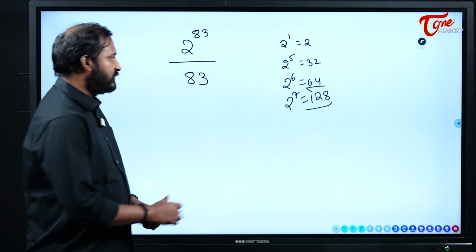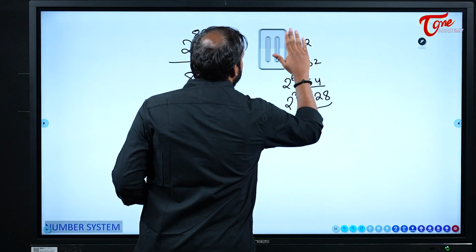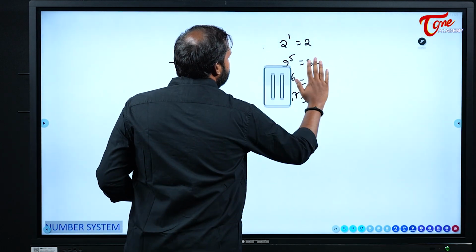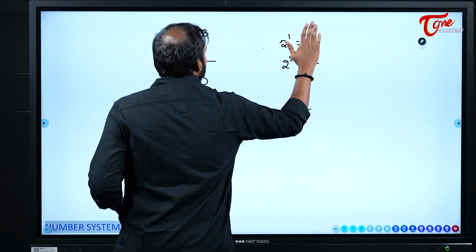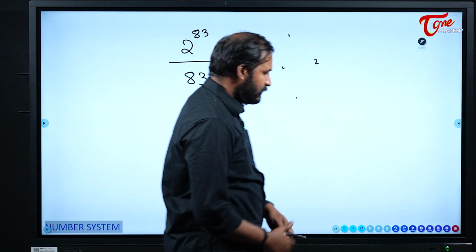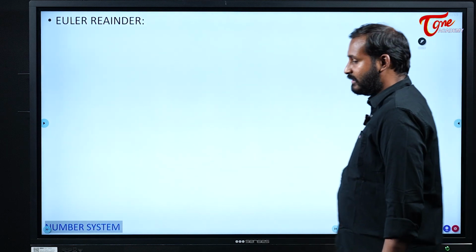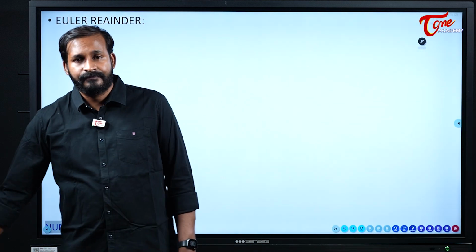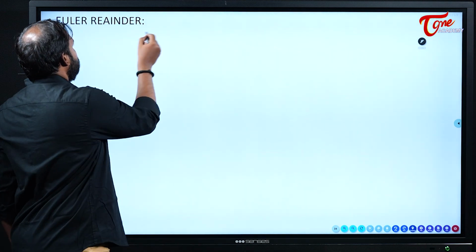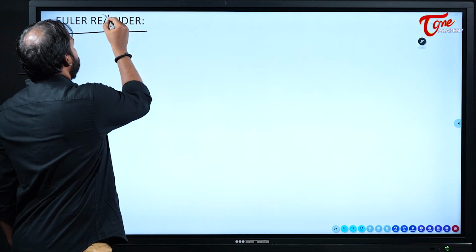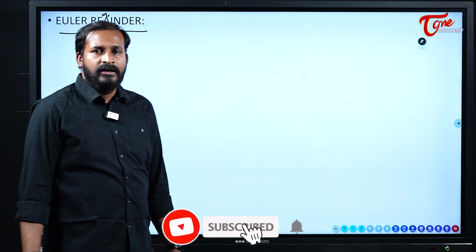How we are going to solve this type of questions means, here we will have a person called Euler and we will take the help of that Euler's remainder. We will take the help of the Euler's remainder. What is this Euler's remainder?